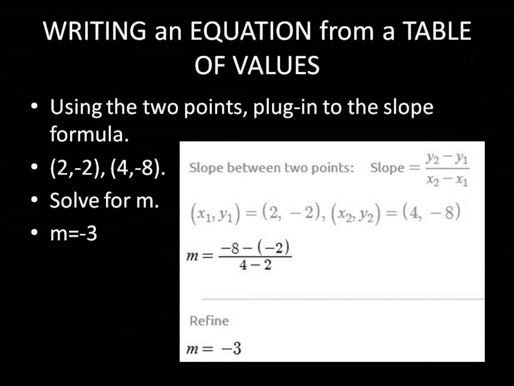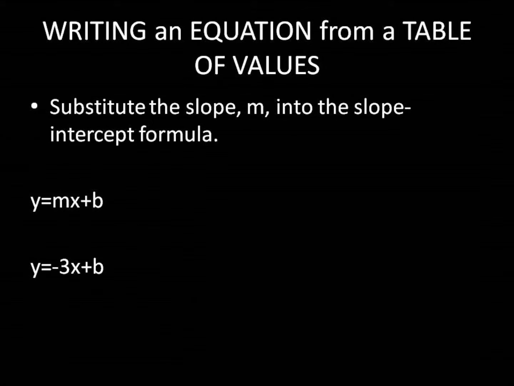Plug in. Slope is y sub 2 minus y sub 1 over x sub 2 minus x sub 1. So therefore we have negative 8 minus a negative 2 over 4 minus a negative 2, which gives us a negative 3. Plug back into the slope-intercept formula. M equals a negative 3, so now we have y equals negative 3x plus b. Let's find b. B is the y-intercept in order to finish writing our equation.